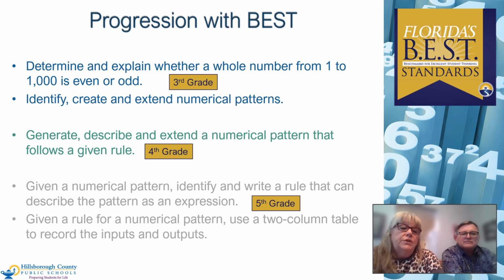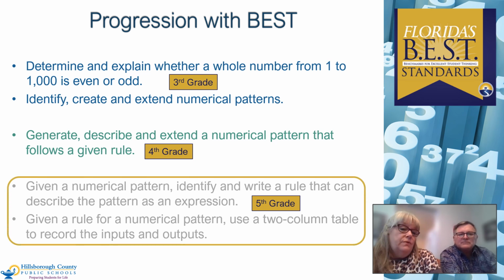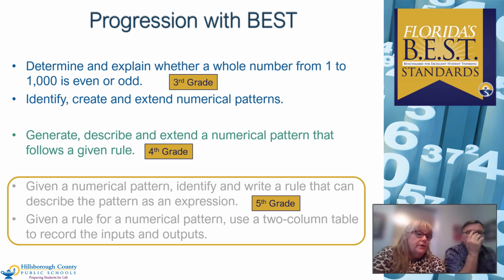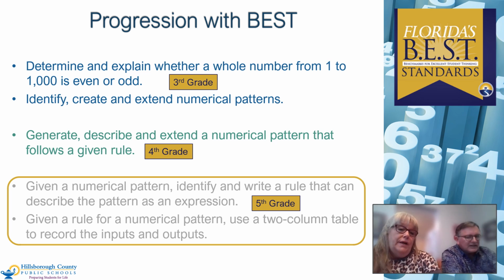Here is your progression with BEST. I think the biggest difference from 4th to 5th grade is that in 4th grade they're being given the rule, and in 5th grade they're going to create the rule. It says generate, describe, and extend the pattern that follows a given rule. In 5th grade, if they're given a rule, they are still extending that pattern in a 2-column table, using inputs and outputs.